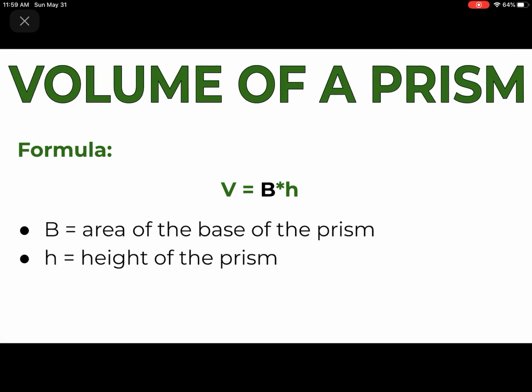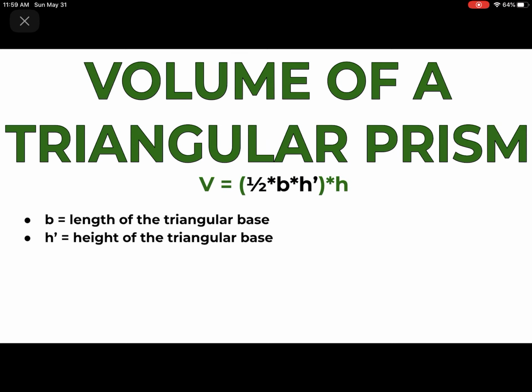So we're going to start with the volume of a prism. Everything on the left-hand side of that last slide is considered a prism. So volume is going to be base times height. The capital B for base is going to be the area of the base of the prism, and the height is going to be the height of the prism, okay? So if it's a triangular prism, we're going to use the triangular area formula in the middle. So volume is going to equal 1/2 base times height prime times height. So B is going to be the length of the triangular base, and H prime is going to be the height of the triangular base, okay?